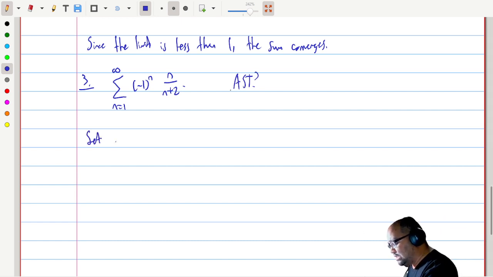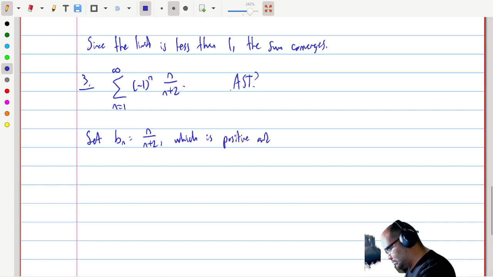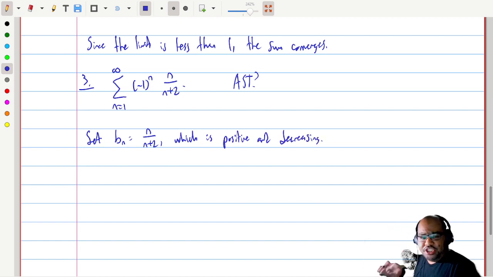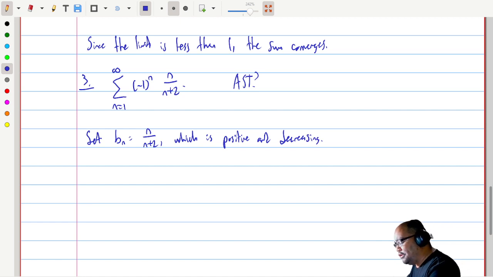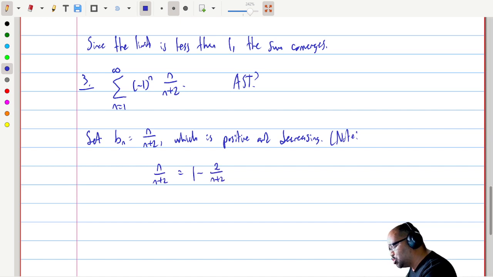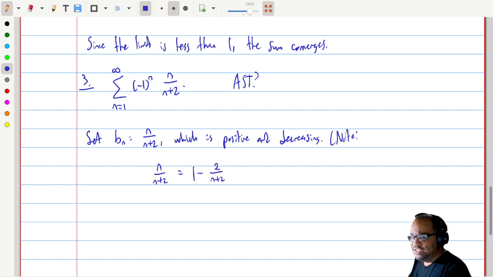So my helper sequence is n over n plus 2, which is positive. And decreasing. You can check decreasing in a couple of different ways. Here, n over n plus 2, do some long division, you get 1 minus 2 over n plus 2. And you can see that the thing that you're subtracting gets smaller.